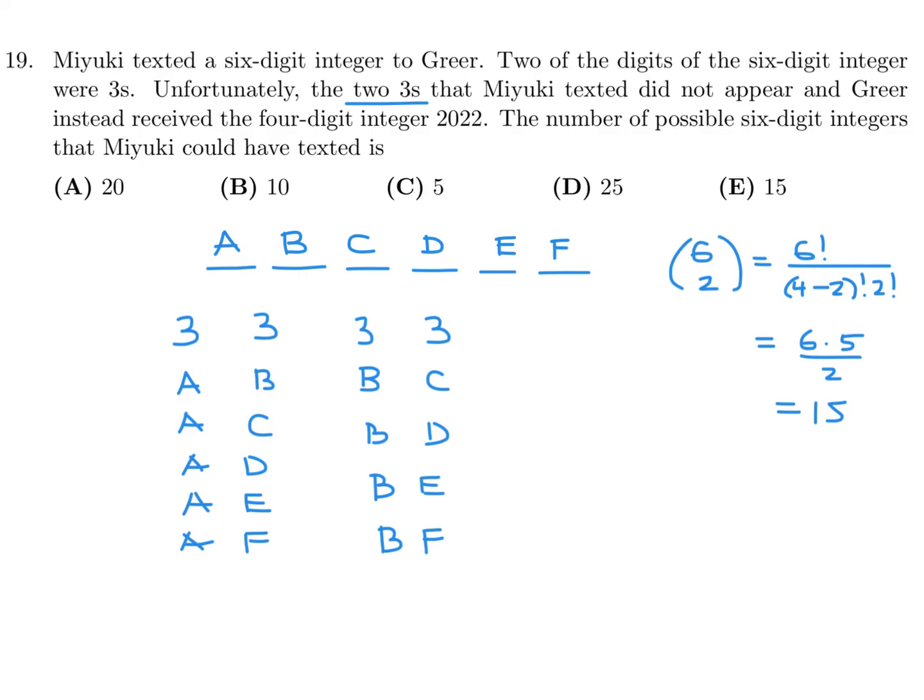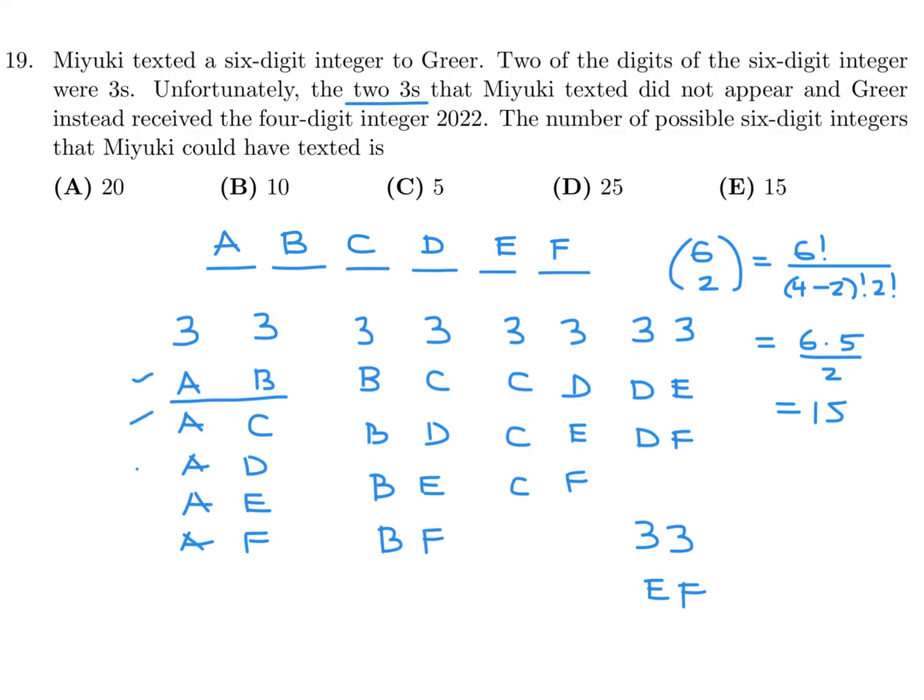You can't have BA, because it's the same as AB, so we don't want to include it because that would be double counting. You could also have, moving over, CD, CE, CF. You could have DE, DF, and finally, the last one is EF. So count these: 1, 2, 3, 4, 5, 6, 7, 8, 9, 10, 11, 12, 13, 14, 15. Exactly what I got with choose notation. So regardless of how you do it, the answer is 15, and that would be choice E.